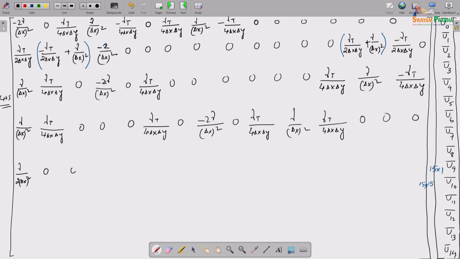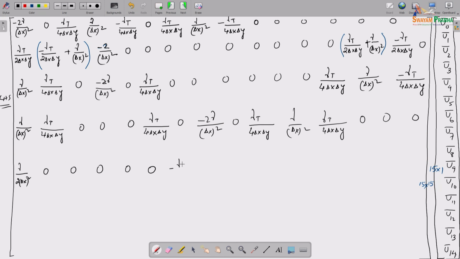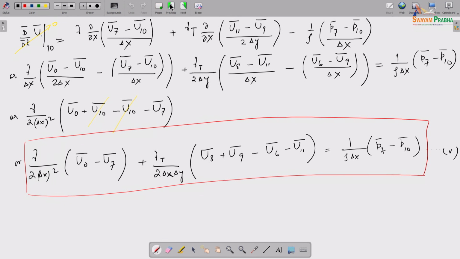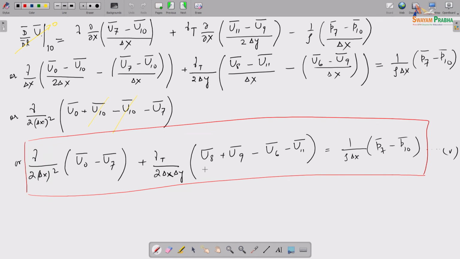So 1, 2, 3, 4, 5, and then I have a 6. I have a 6 which is minus nu t by 2 delta x delta y. U7 is minus nu by 2 delta x square. This is U7. Then we have ut, which is U8, which is nu by 2 delta x delta y.